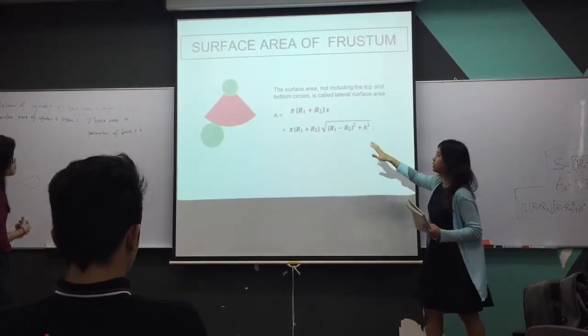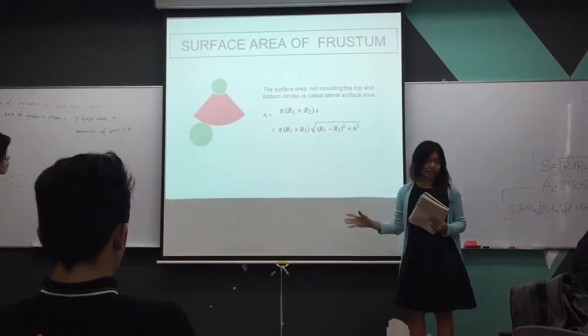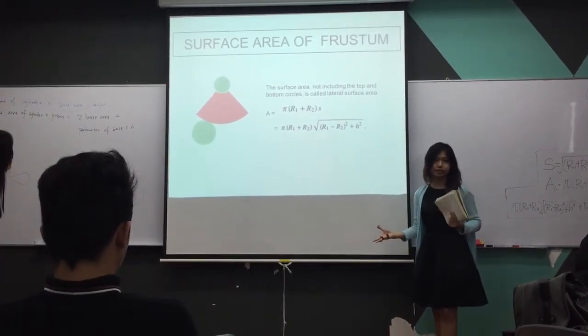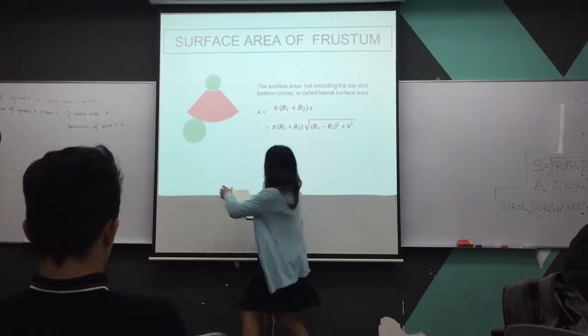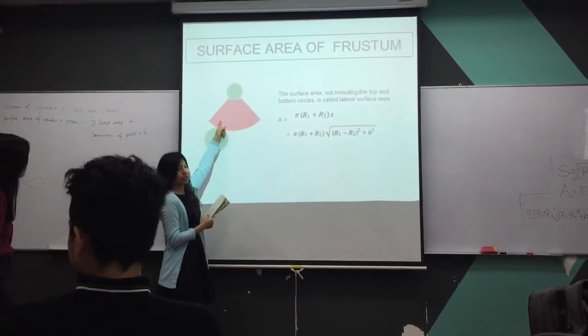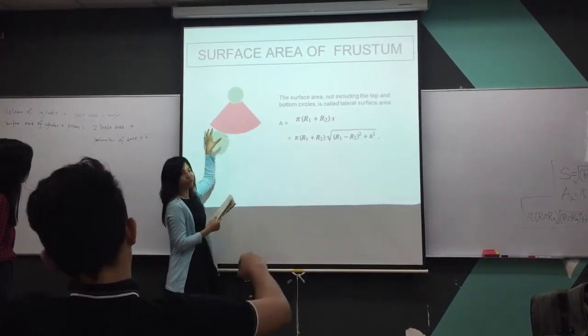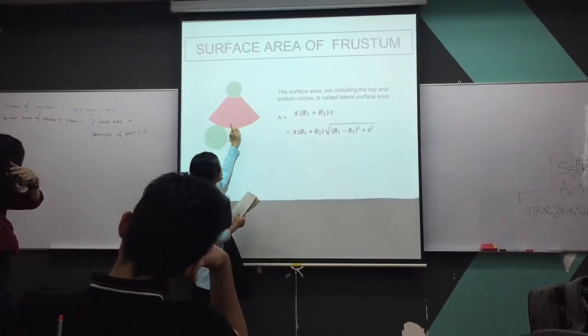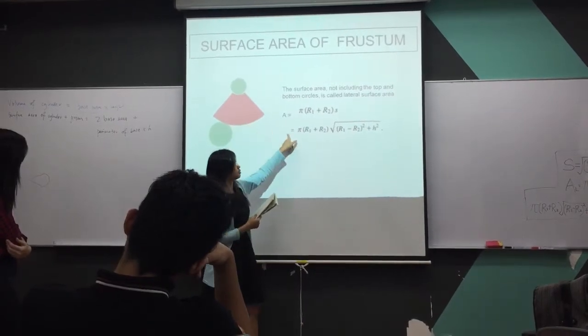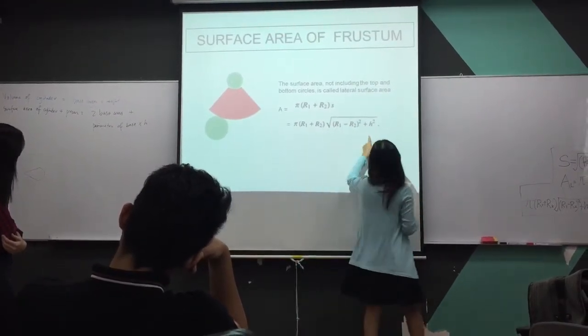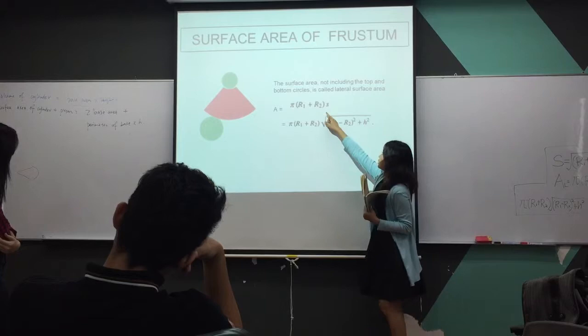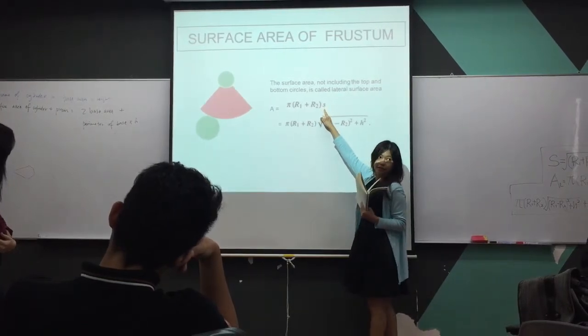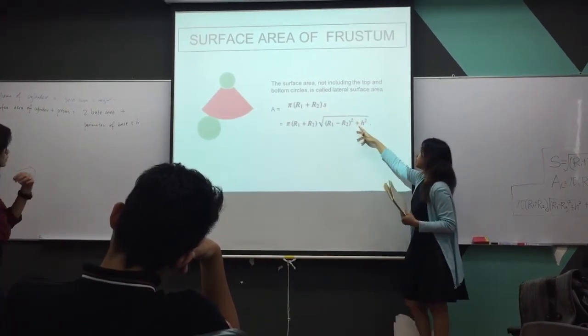The next term is lateral surface area. What is lateral surface area? It means the red color of the surface area. It's the lateral part without the two circular areas. It's called lateral surface area. So the lateral surface area, which is the red color one, is written as this. Basically it's this one multiplied by S, which is the previous formula.